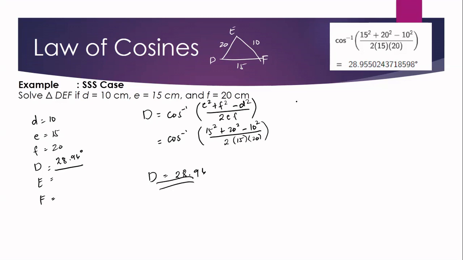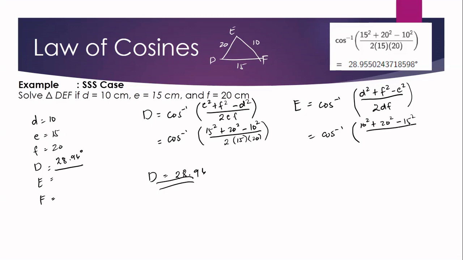Then, we are going to get angle E this time around. The equation to find angle E uses the other two sides, D and F, definitely. So, we have D squared plus F squared minus E squared, all over 2 times DF. So this is our equation. We just substitute: cosine inverse. Our D is 10, so we have 10 squared plus our F is 20, so 20 squared minus E is 15, so 15 squared, all over 2 times 10 times 20.